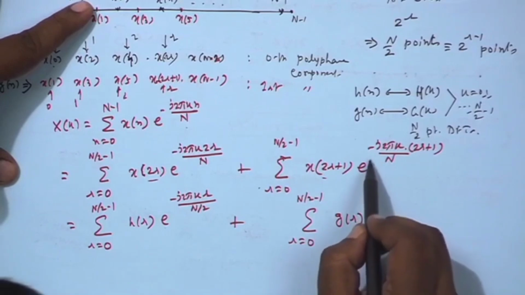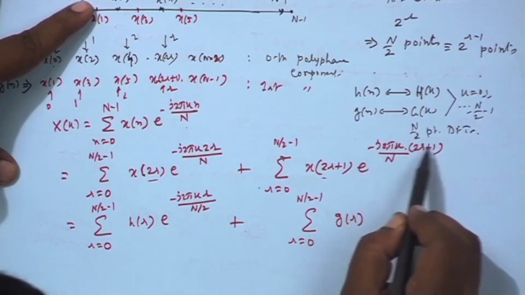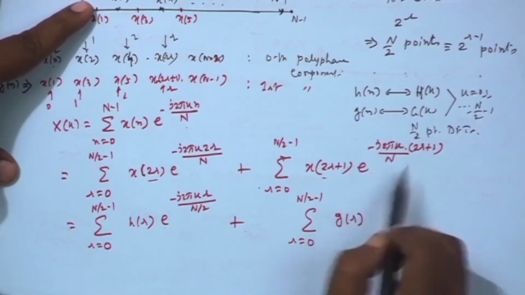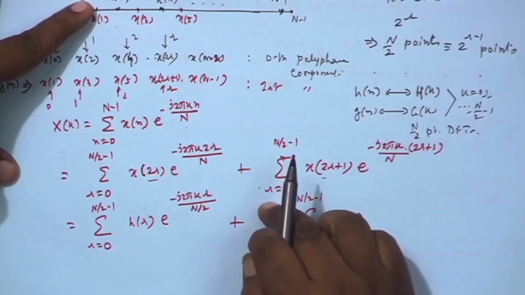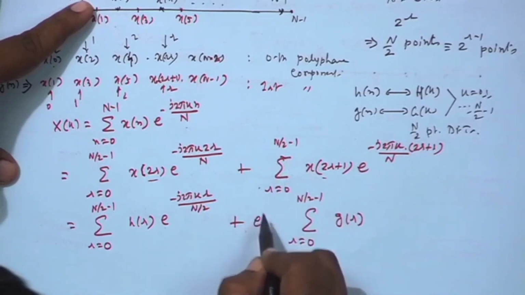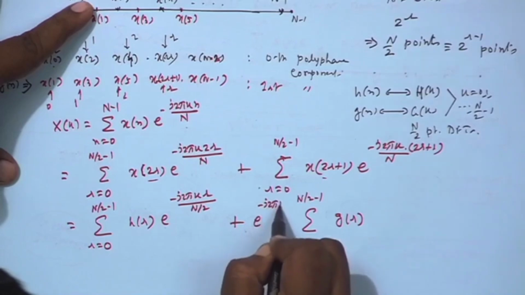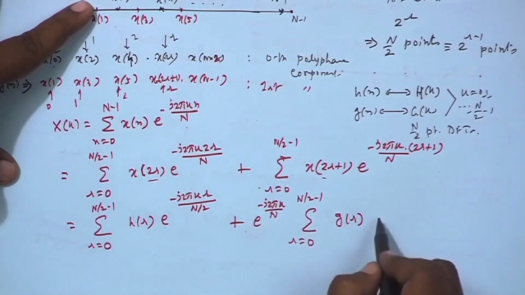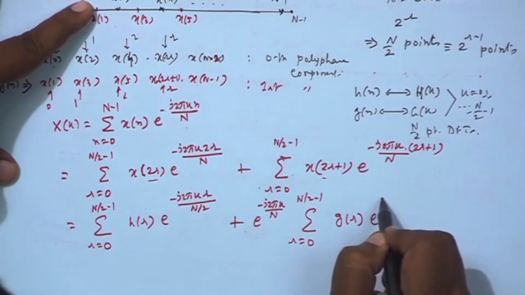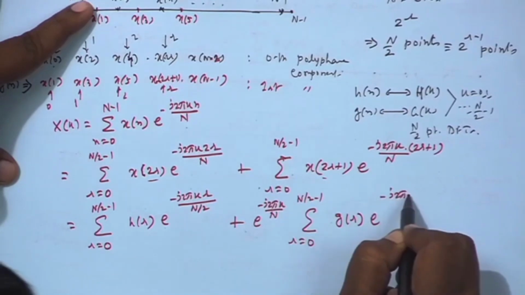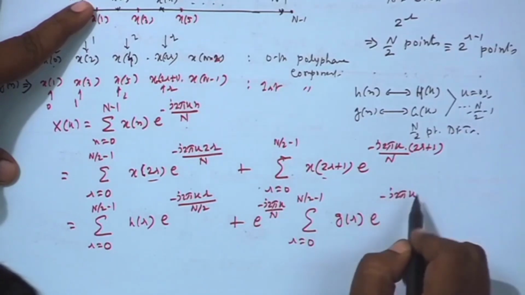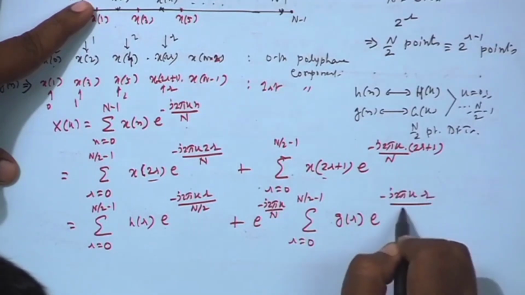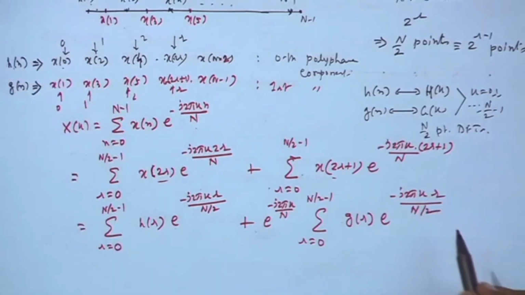From here you take out e to the power minus j 2 pi k into 1 by n, that is separate and does not depend on r. So that I can write outside. And here e to the power minus j 2 pi k 2r by n, again I write as k r by the same manner n by 2.